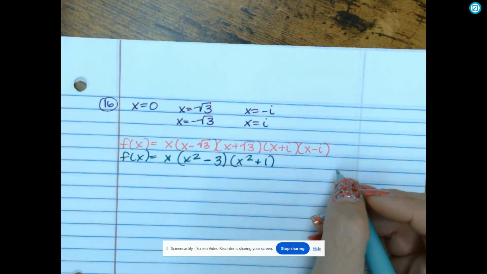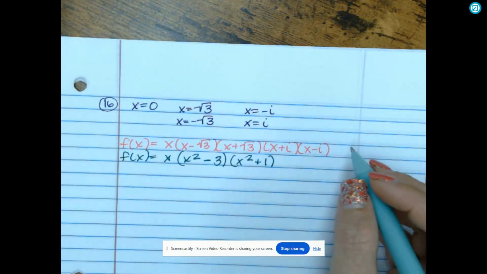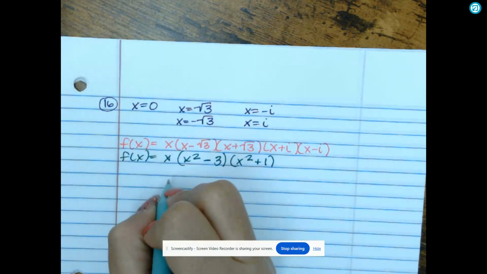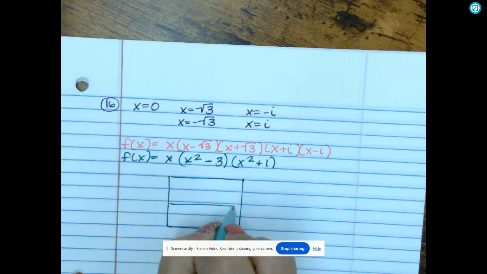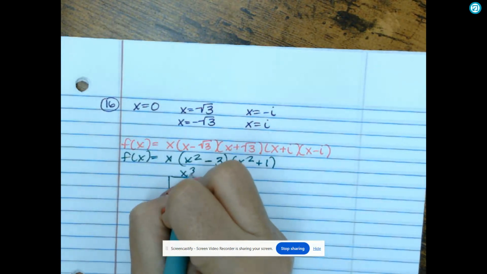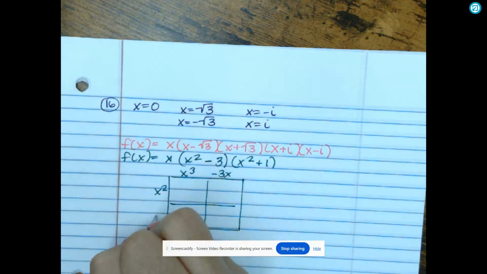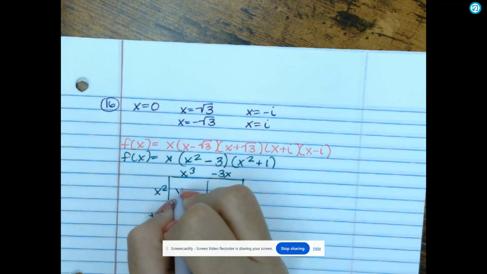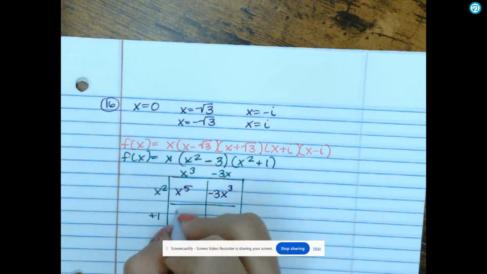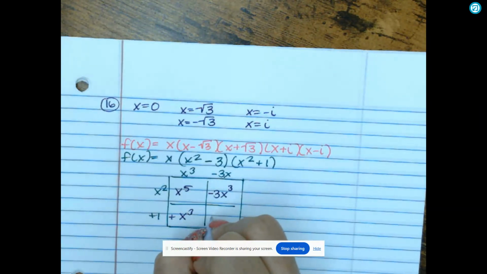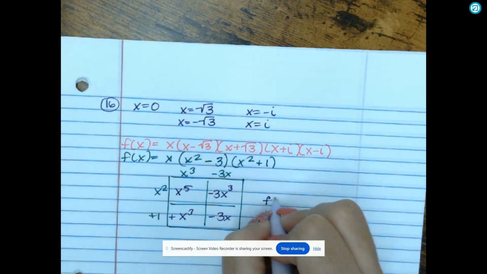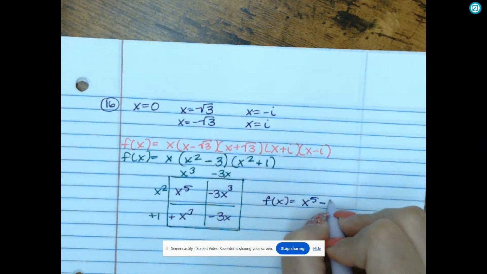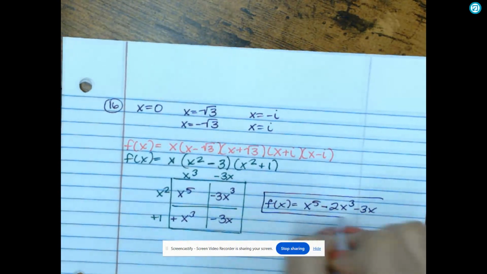They want us to work that out. So you can work it out any way you want to. I'm going to go ahead and just put the x in. And I'll do the box because I know a lot of y'all like the box method. Okay, if I go ahead and put that x in, that's going to become x cubed minus 3x times x squared plus 1. Okay, which gives me f of x equals x to the 5th minus 2x cubed minus 3x.